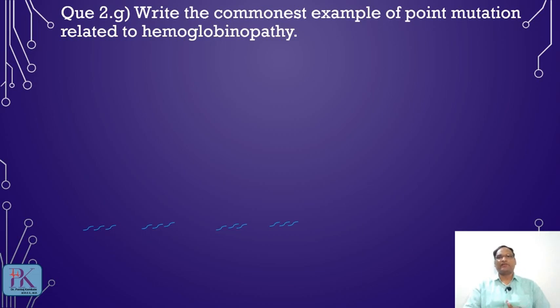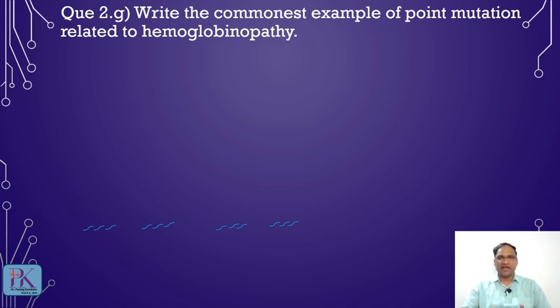Write the commonest example of point mutation related to hemoglobinopathy. Okay, point mutation related to hemoglobinopathy. So it is not a straightforward question, it is some twisted one. So what is the commonest example of point mutation which is related to hemoglobinopathy? It is nothing but sickle cell anemia.